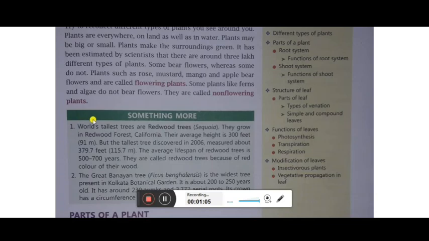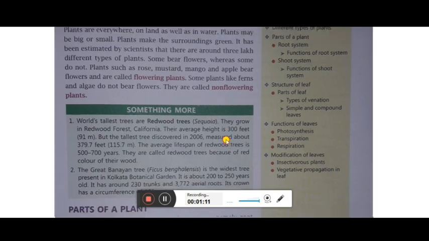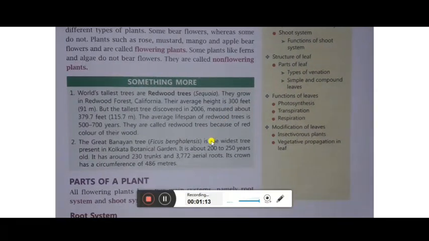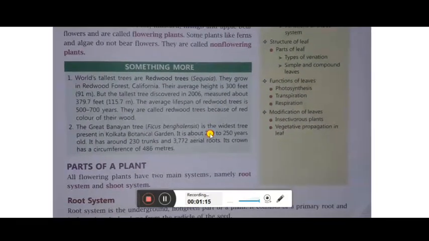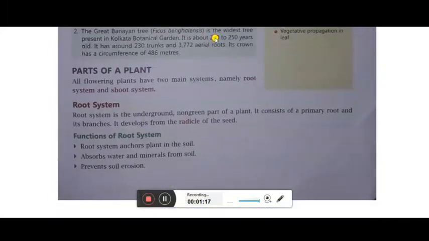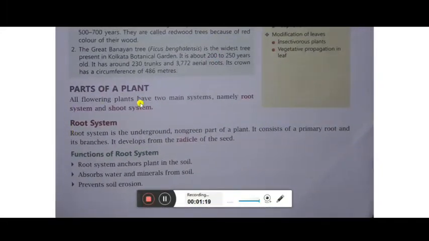Now something more is important to read by yourself, because some facts are given over there, like what is the tallest tree and what is the widest tree. Okay, now the next portion is parts of plant. So for parts of plant, we will talk here about the flowering plants. Okay, so they have two main systems.